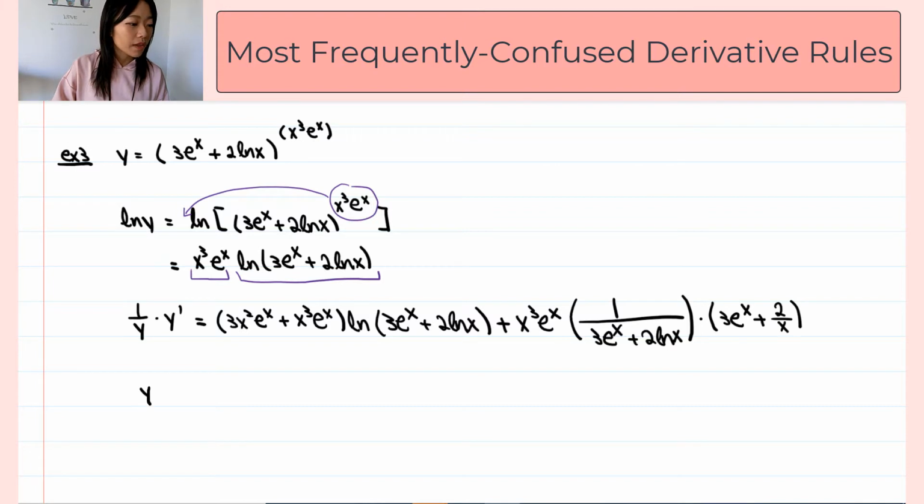So y prime would be y times the right-hand side. Let's call this whole thing the right-hand side. So y prime would be the original function, (3 times e to the power of x plus 2 times ln of x) to the power of (x cubed times e to the power of x), then times the right-hand side.